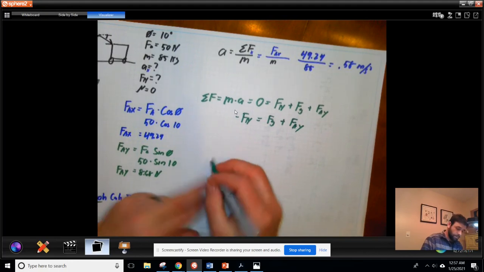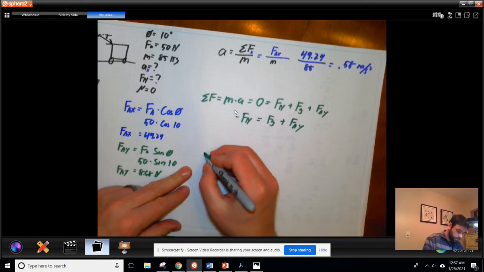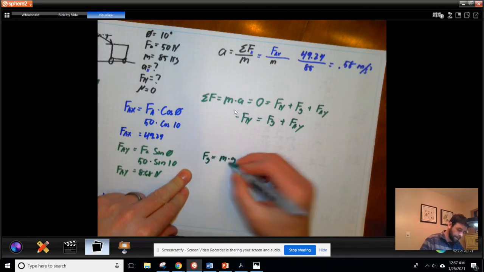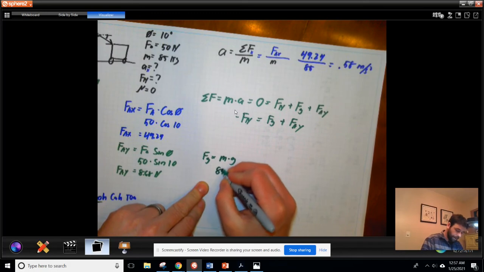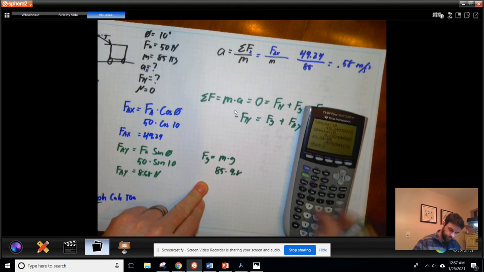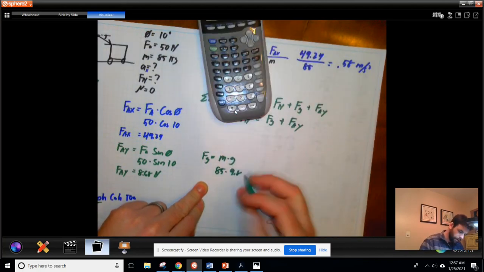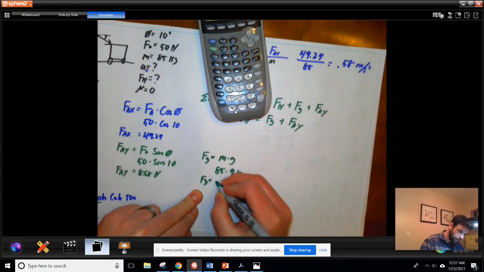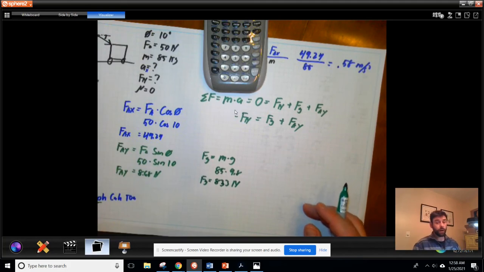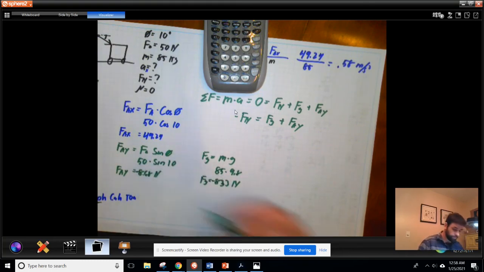This is one of those cases where we're going to have to kind of take a side trip and figure out the force of gravity is equal to the weight, which is mass times gravity. 85 times 9.8 is 833. So the force of gravity of just the cart alone is 833 newtons. Okay, now let's do a common sense check. Which direction does gravity pull? Down. Which direction are you pushing? Down. Okay, so now let's put those into here correctly.